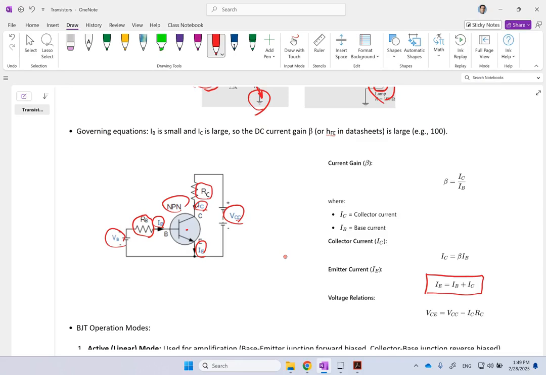The other thing you have here is VCE, the voltage that exists between collector and emitter, which is equal to VCC, the voltage you have on the collector side, minus RC times IC. This is basically writing a loop, the voltage across this loop for the collector-emitter side.